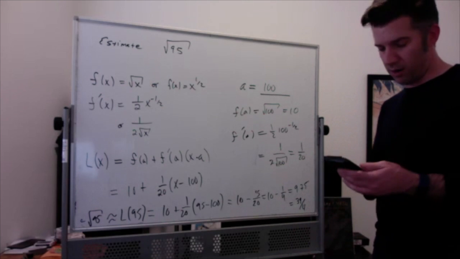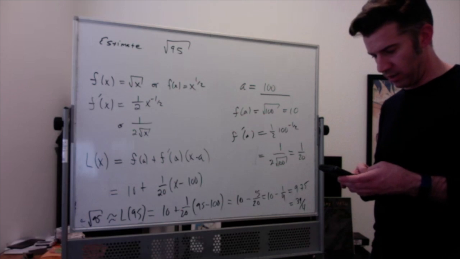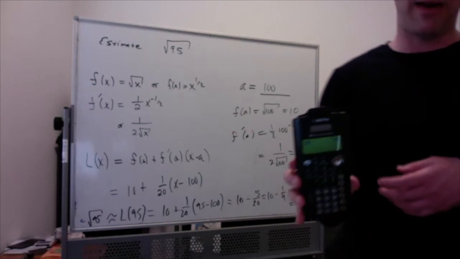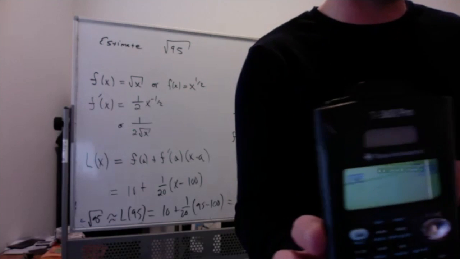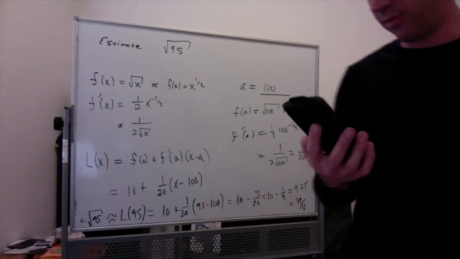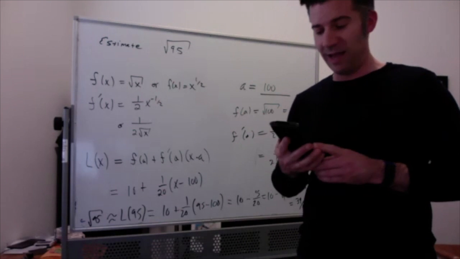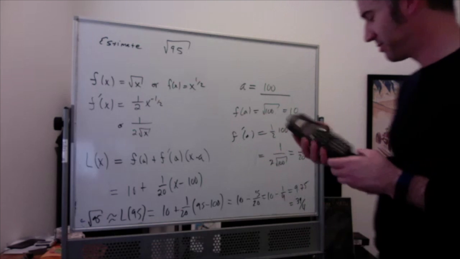And just to compare, the square root of 95 via calculator is, I always forget this happens. Square root of 95, super helpful. Geez, calculator, thank you. I really appreciate all the help you give me. It's approximately equal to 9.746. So pretty close.